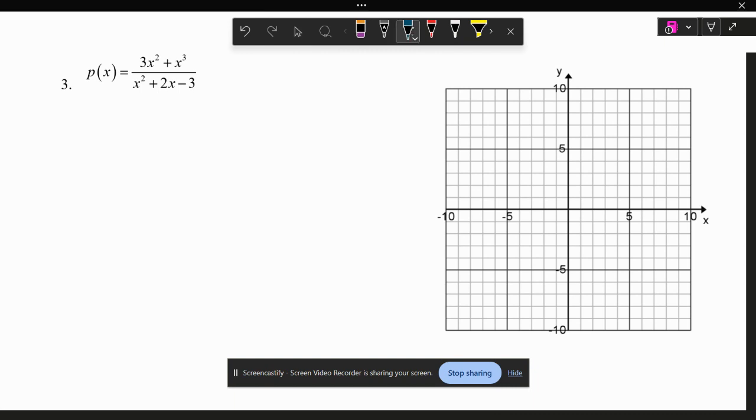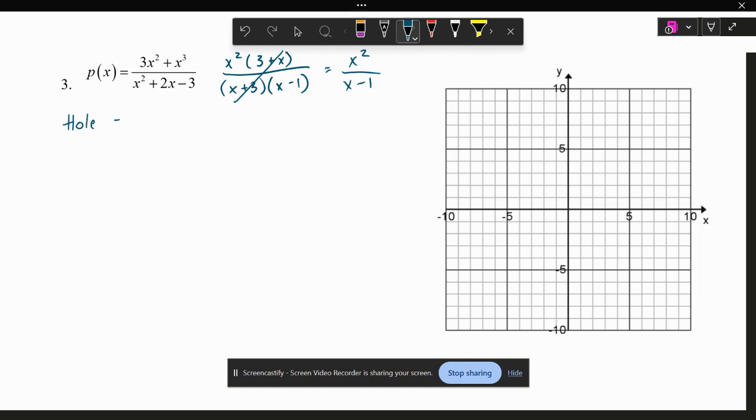So first step, factor. I can factor out an x squared from the top, and then 3 plus x. And then in the bottom, x plus 3, x minus 1. So right now I have a 3 plus x and an x plus 3. So this becomes x squared over x minus 1.